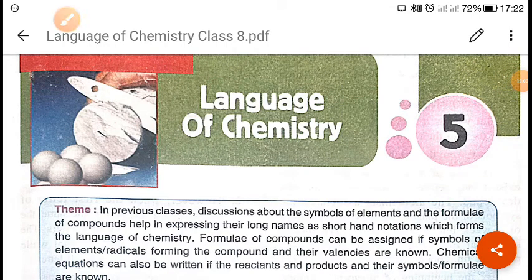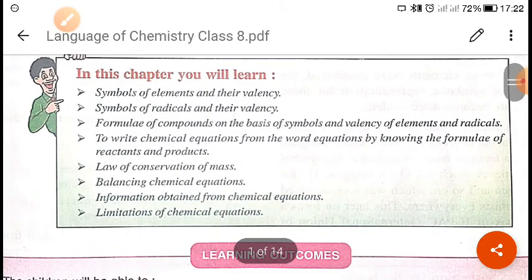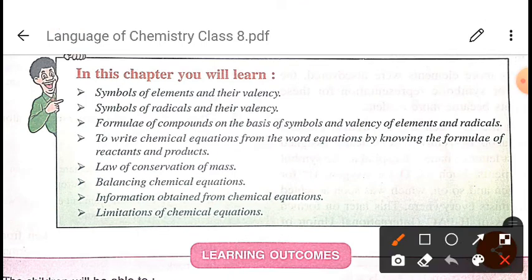Hello everyone. Today we are going to start a new chapter, which is the language of chemistry. Myself, Suman Singh. In this chapter, first we will see what we have to learn. We have to learn about the symbols of the elements and their valencies.